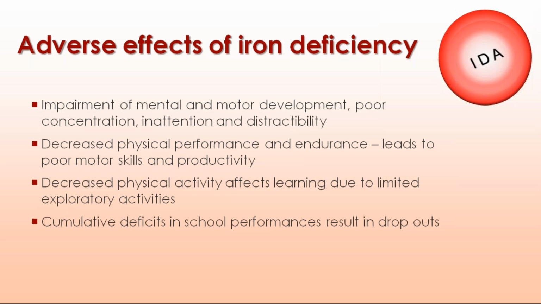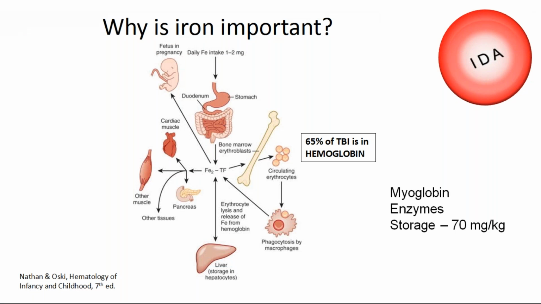The decrease in physical activity affects their learning due to limited exploratory activities. You cannot go for trekking, you cannot go for swimming like that. Actually, with all these things, the child becomes restricted. So the cumulative effect is on school performance. Sometimes they may even drop out. They cannot go to school also. So these are all the adverse effects in a growing child. Lack of iron affects so many ways, socially, physically, health-wise. So this is just a nutshell diagrammatic representation.